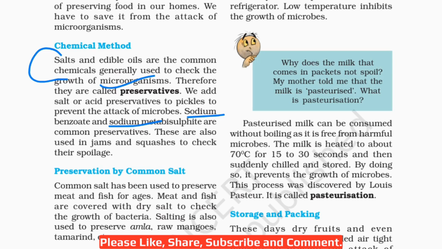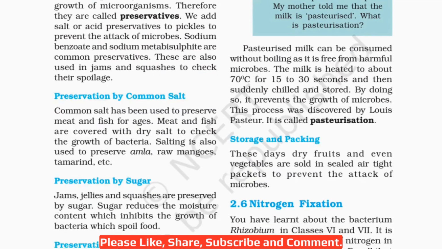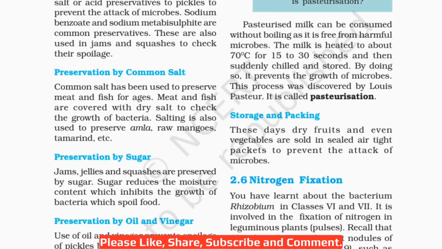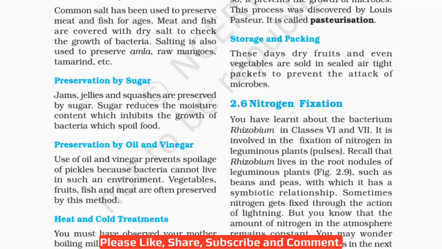Then preservation by common salt. The common salt which we use in our daily cooking has also been used to preserve meat or fish for ages. Meat and fish are covered with dry salt to check the growth of bacteria. Salting is also used to preserve amla, raw mangoes, tamarind, etc.